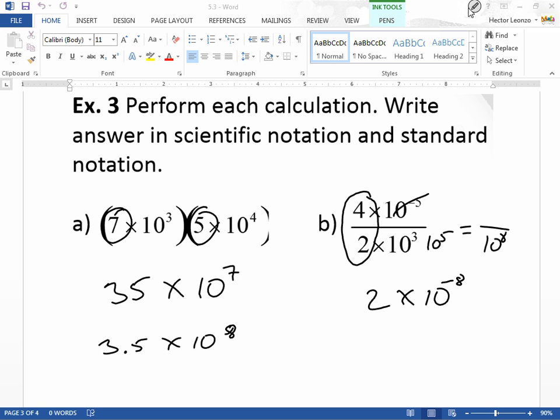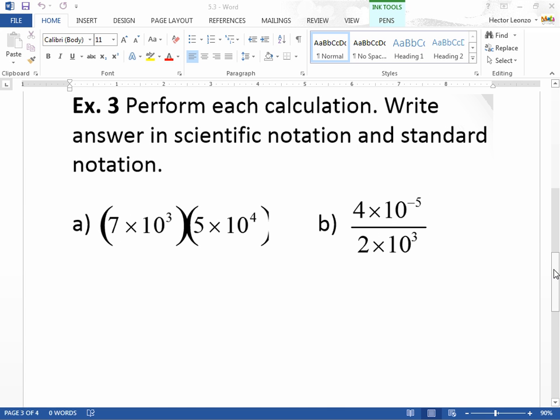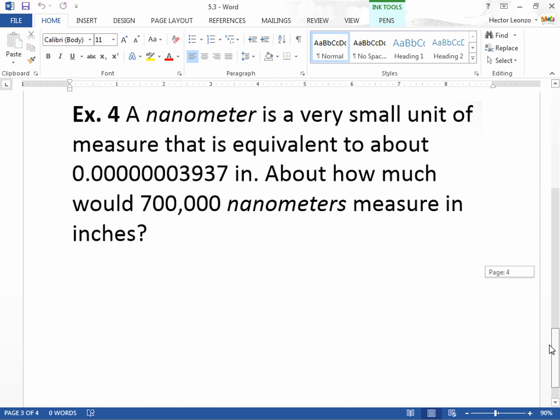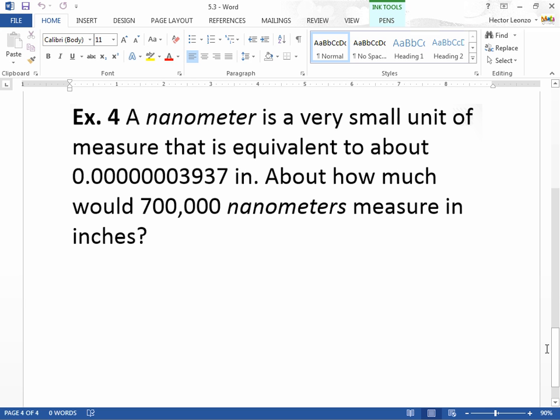Now lastly, we're going to talk about word problems. A nanometer is a very, very small unit of measure that is equivalent to about 0.0000003937 inches. About how would 700,000 nanometers measure in inches? So first of all, let me write this number in scientific notation.